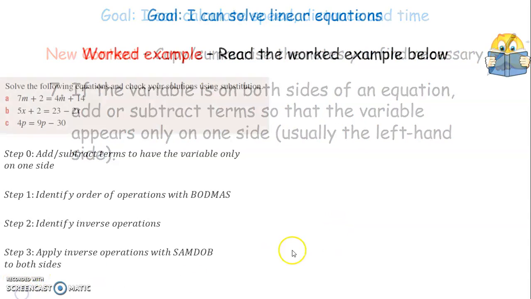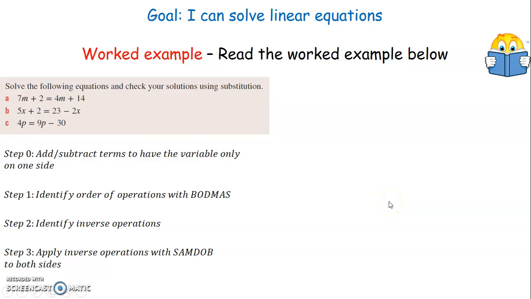So what's going to happen here, all right? Remember the three steps that we went through before? Well, I would like to add one extra step at the beginning, and I'm going to call this step 0. Okay? So if the variable is on both sides of the equation, you need to add or subtract terms to have the variable only on one side. Okay? If the equation already has the variable only on one side, then you don't have to do anything else. So that's why I want to call this step 0.